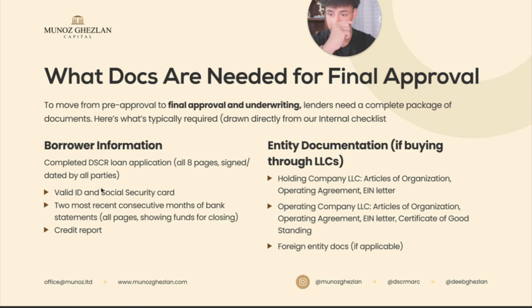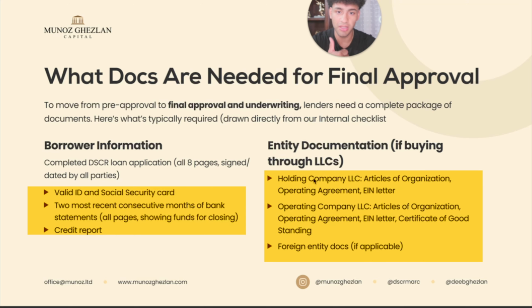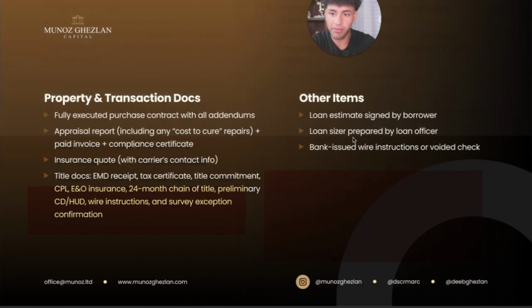So that's going to be valid ID and social security card, 2 months of your most recent bank statements, and a credit report, tri-merge, so we're going to look at all 3 bureaus. We need a holding company LLC operating agreement, articles of organization, and an IRS-issued EIN letter. We need that for the holding company, and we're going to need that for the operating company. If you have a holding company and operating company structure where the operating company is owned by the holding company, we're going to need all docs for both. So that's borrower and entity documentation.